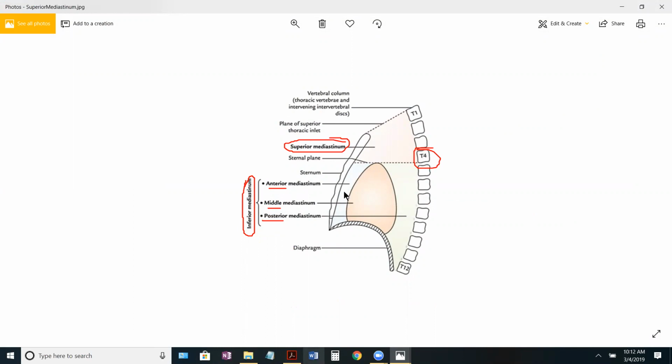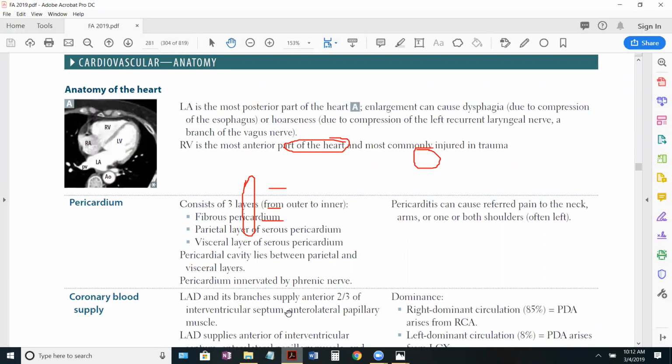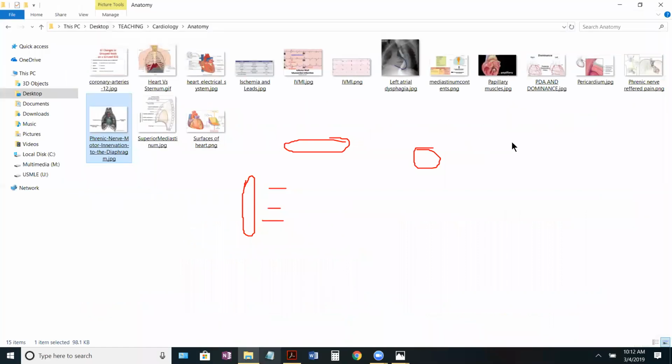Then you may ask what the various contents of the mediastinum are. That's also very important. Even the first line that you are seeing in this first slide is technically linked to the mediastinum. That's why I'm focusing on this picture.